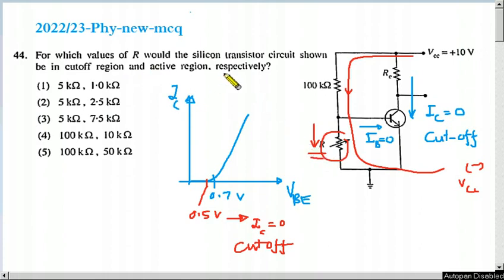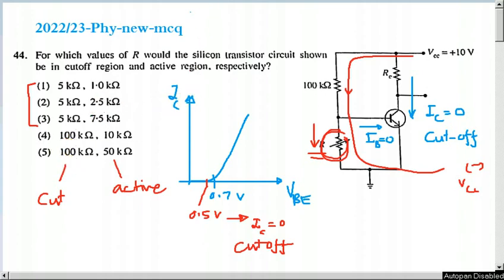So what they ask is, respectively, be in cutoff region and active region. So this side is cutoff, this side is active. To achieve the cutoff region, we know that base current should be 0. So for the base current to go to 0, this resistor should be very low. So we have to select the lowest resistor values from these answers at left side. These are the lowest, 5K, 5K, 5K; 100K, 100K are greater.